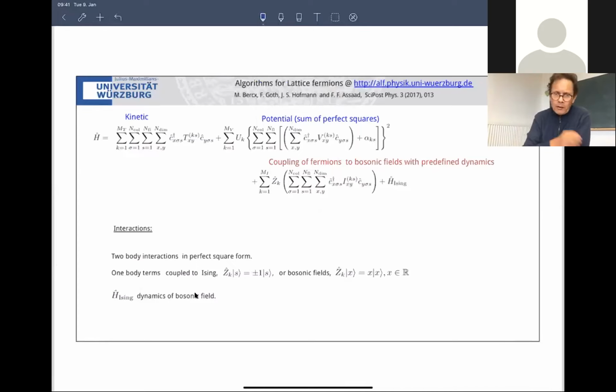implemented also. So the only thing you have to give in for the code to work is these matrices T, these matrices V, this shift alpha, this matrix I, and the dynamics of the bosonic or scalar field, plus all these, you know, how many hopping terms do you have, how many interaction terms do you have with the interaction strength, how many of these terms you have, which single body terms, which couple to a scalar field you have, etc. So in principle, if you give this, then the code will run.